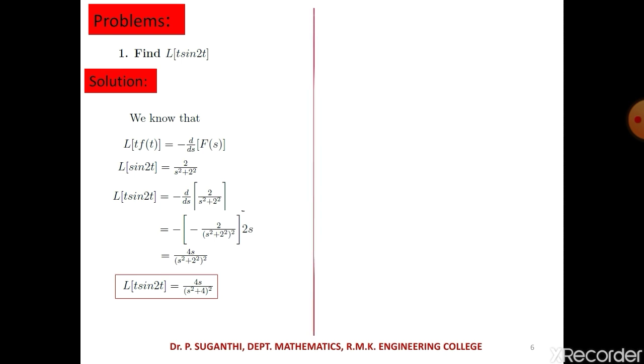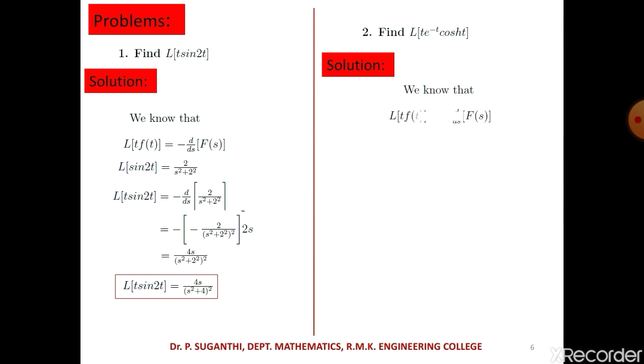Now let us see the second problem. Find the Laplace transform of t into e power minus t cos ht. Solution. We know that L of t into f of t equal to minus d by ds of F of s, and also we know the Laplace transform of cos ht, and if the function is multiplied by e power minus t, here s is replaced by s plus 1.